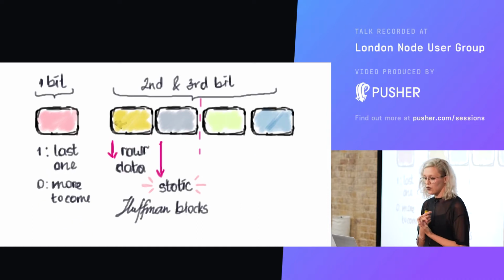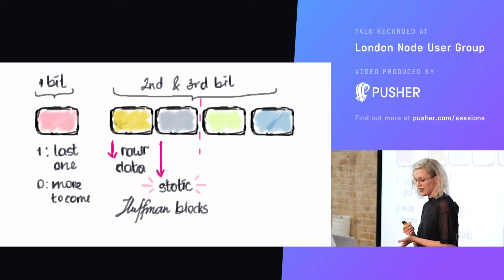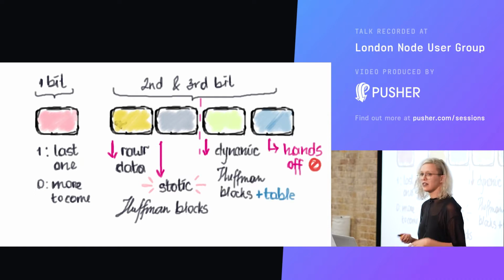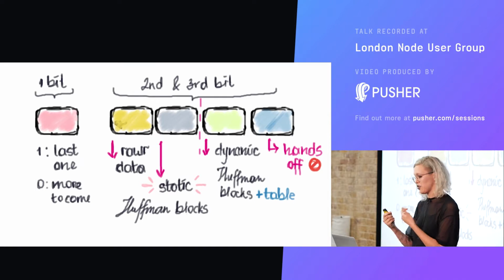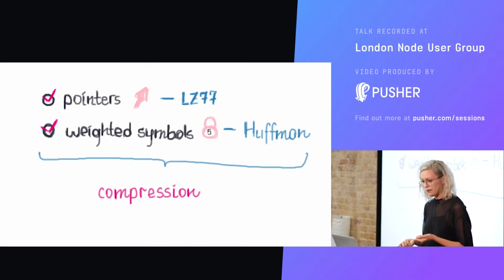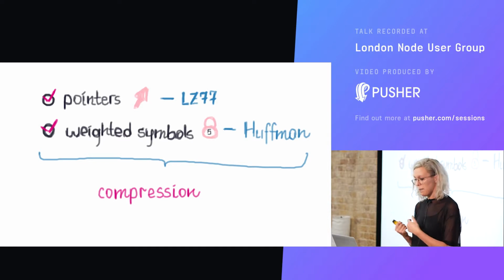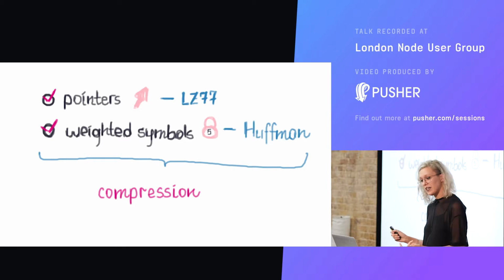And then you get your raw data, and you get your static Huffman blocks in your second bit. And the third bit gives the dynamic Huffman blocks and the frequency table that we generate in the first place. Cool. And so the compression is basically made up of those same pointers that are LZ77, and the weighted symbols that the Huffman blocks give back.